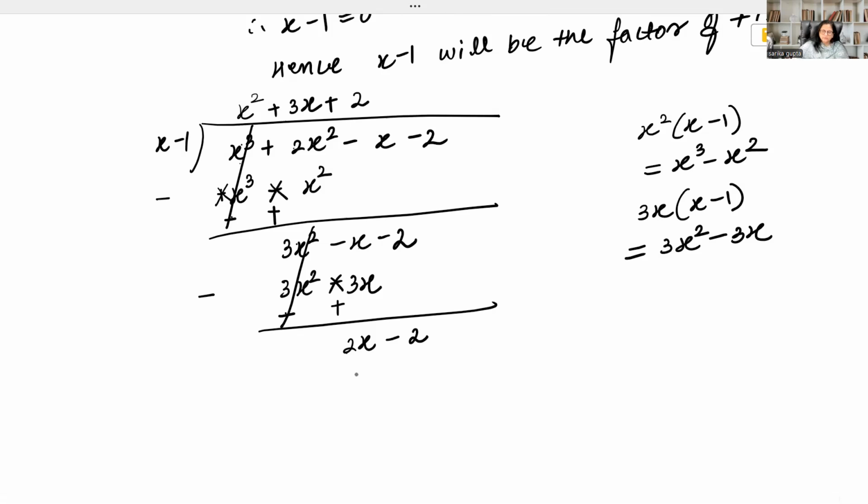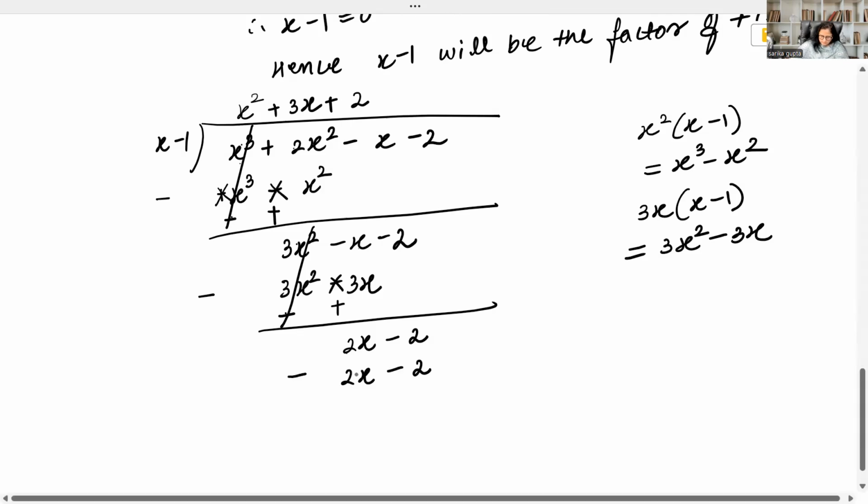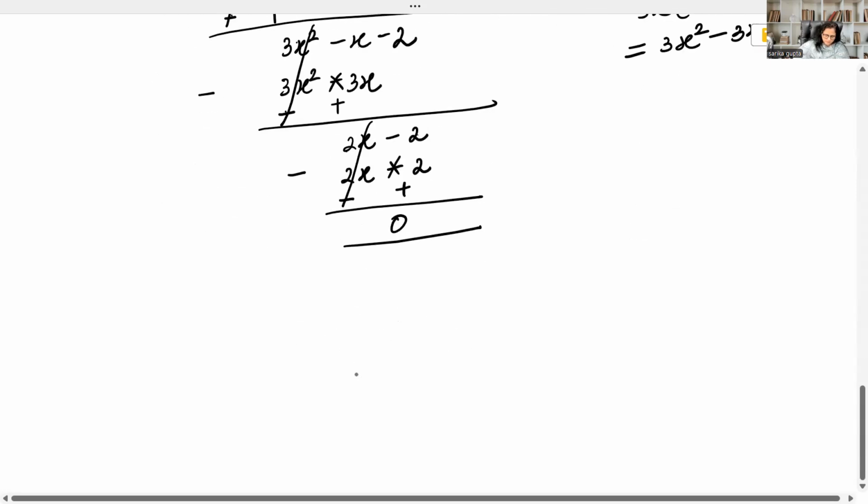Again, the next term for the quotient would be 2. So your answer would be 2x minus 2 here. The signs will again be changed. Plus 2x minus 2x will nullify each other. Minus 2 plus 2 will nullify each other. And the answer would be 0.